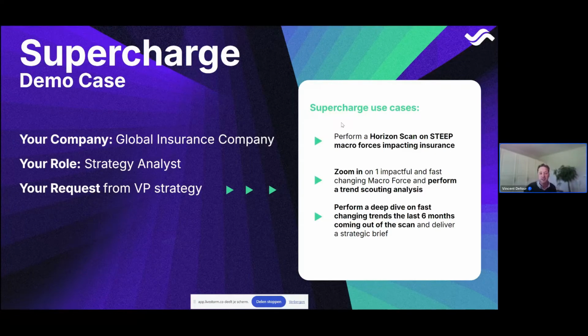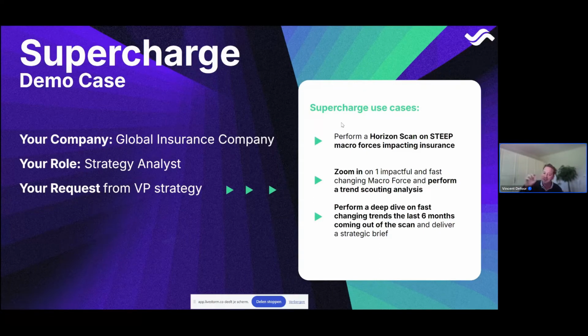My VP strategy is asking me, Vincent, can you perform a broader horizon scan or do a PESTLE analysis, a different wording, on all kinds of macro forces that impact us, that impact the insurance industry. Secondly, he's asking me can you zoom in on one of those most impactful macro forces and really do a trend scouting analysis, so deep diving onto one of those macro forces. And in the end, what he wants is a strategic brief about which of these trends are changing fast over the course of a couple of months and what they need to know and how they can act upon that change. So it's a 3-level use case.